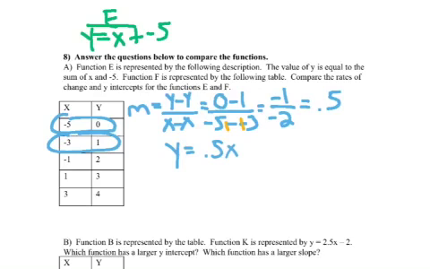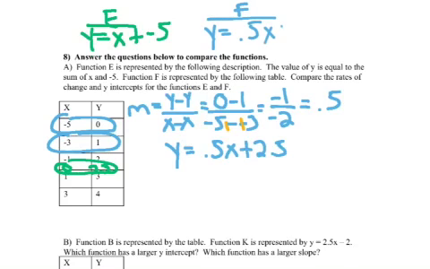I have to find my y-intercept. So remember, 0 is halfway in between -1 and +1. So halfway in between 2 and 3 is 2.5. That's my y-intercept. So I'm just going to write this at the top. So we have function f's equation, y equals 0.5x plus 2.5. And now we're going to compare them.